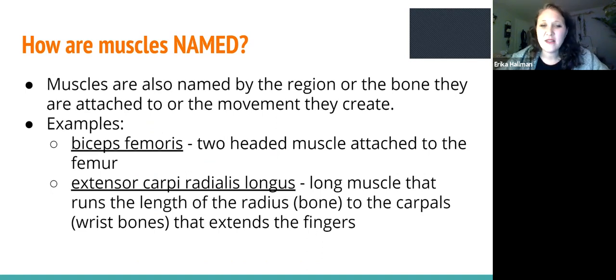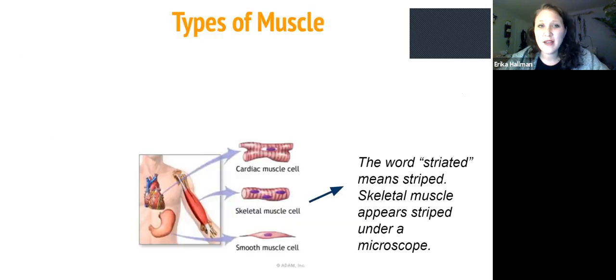Another really good example of that is there's a muscle called extensor carpi radialis longus. Yeah, it sounds like a long, confusing name, but if you break it down, it's simply a long muscle that is going to be parallel to the radius bone. It's going to connect through the carpals, and it's going to work on extending the fingers. So all four parts of that term give you a clue on what it is.